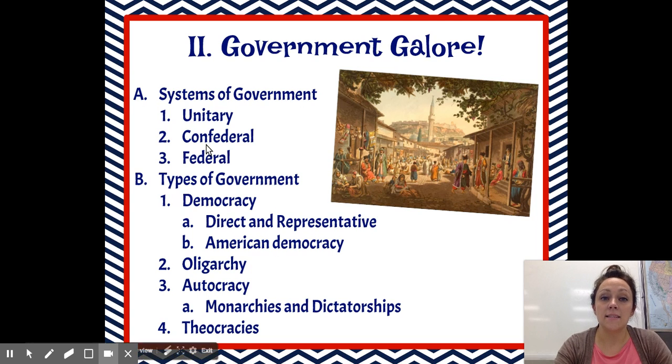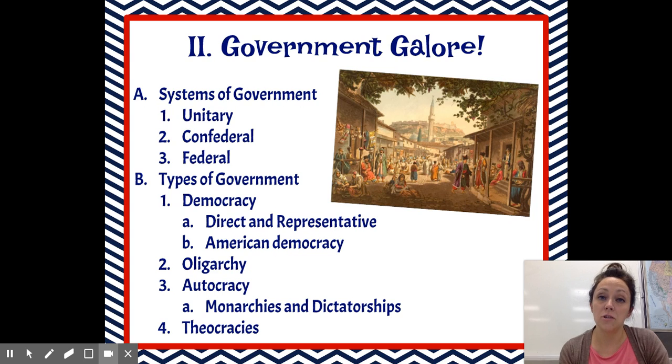And last is a federal system of government. Now we have a federal system today. The federal system of government is when we have a governing power that's divided between the state governments and the national government. So there's some things that the national government can do, and there's some things that the state governments can do. And sometimes those powers can overlap.